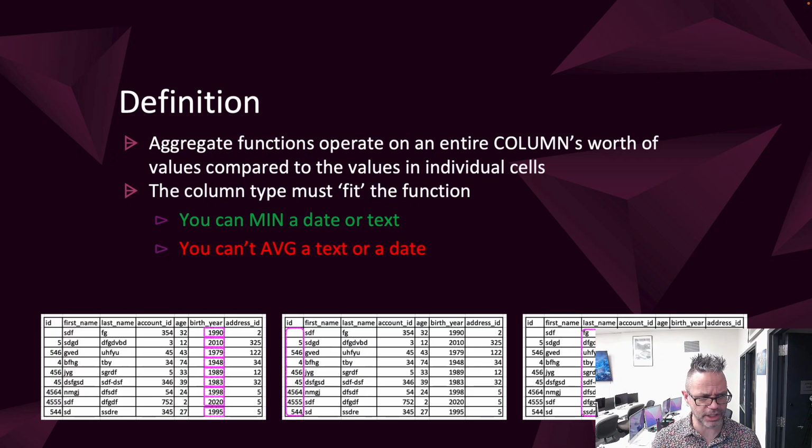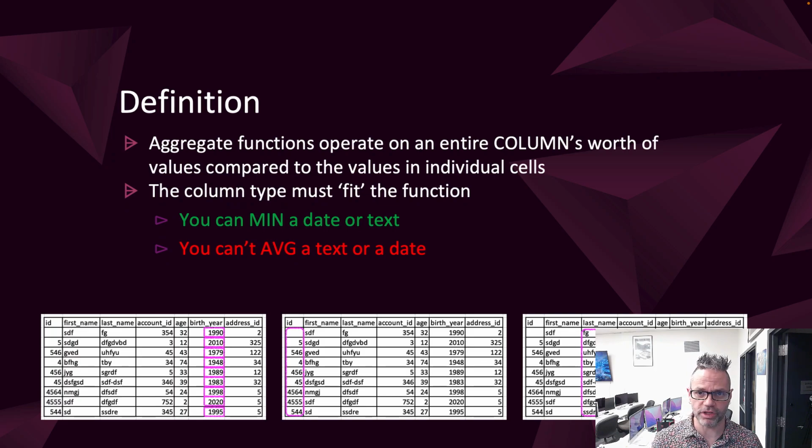As you look at the sample data right here, you can see the birth years 1990, 2010, 1979. We can definitely find the min, the max, or the average of any of those. We can even sum them up if we really wanted to. I don't know why, but we can. For our ID column, we can do anything we want with that because it was all numeric values with the exception of null, and so we'll just exclude that value.